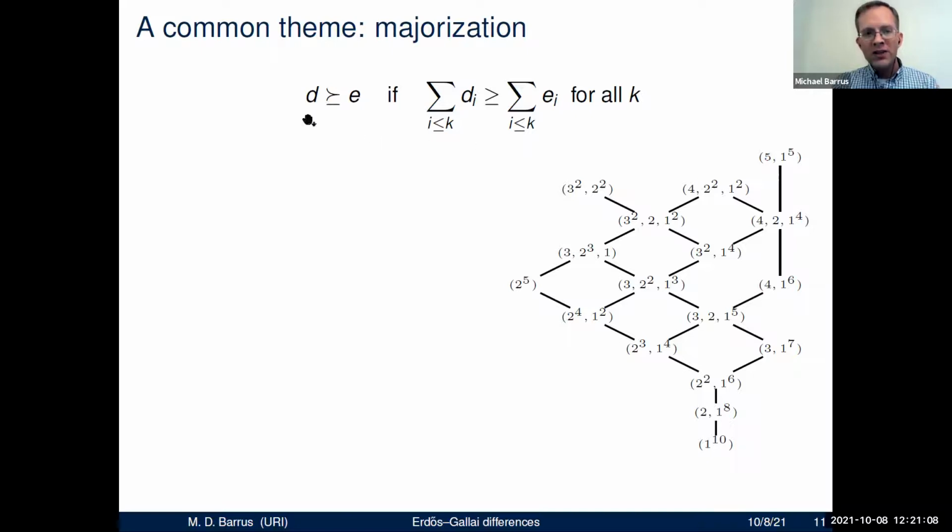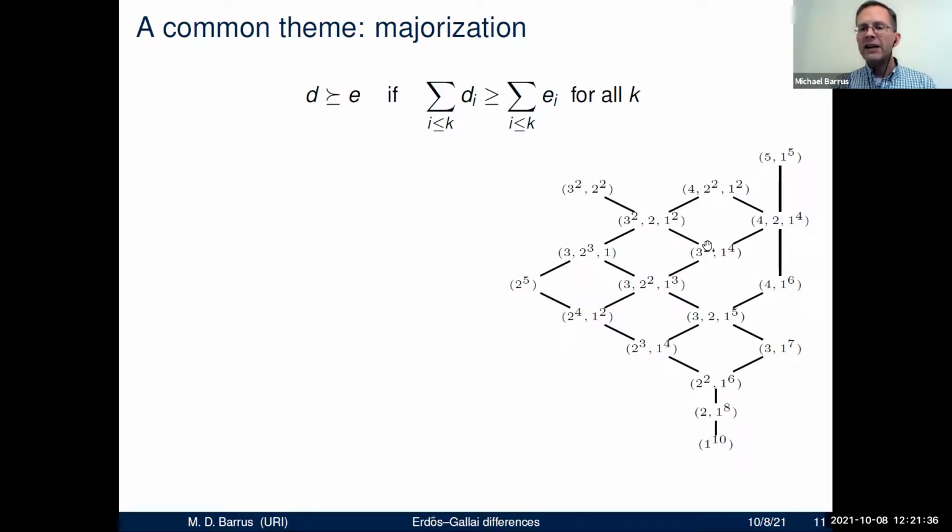And I'll say that one degree sequence D majorizes a degree sequence E if the kth partial sum of D is greater than or equal to the kth partial sum of E for all k. And I'll just remind you that these degree sequences are ordered from largest to smallest. So when I add the k largest terms of D, I will always get a sum that is at least as large as the k largest terms of E.